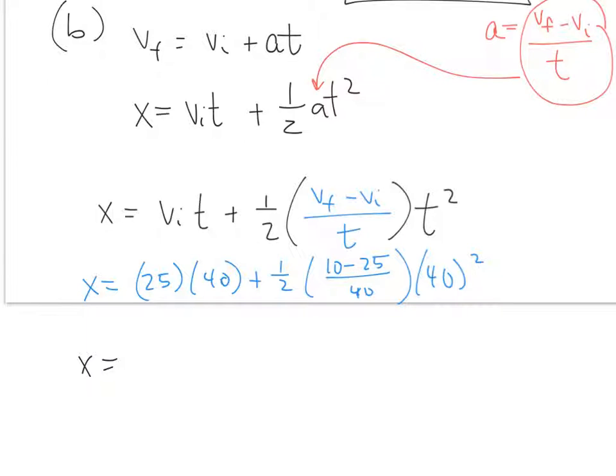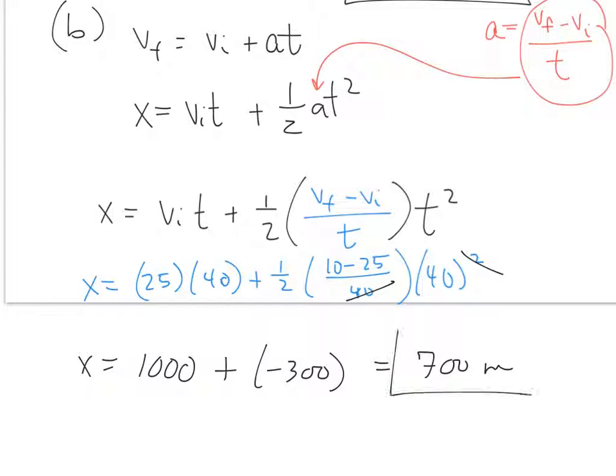25 times 40 is 1,000. Because 25 times 4 is 100, right? So I tack on a 0. Plus, now what I'm going to do is cancel this 40 with one of these 40s up here. Make the math a lot easier on me. 10 minus 25 is negative 15. Negative 15 times 40 is going to give me negative 600. Half of that is going to be negative 300. Giving me a total distance of 700 meters.